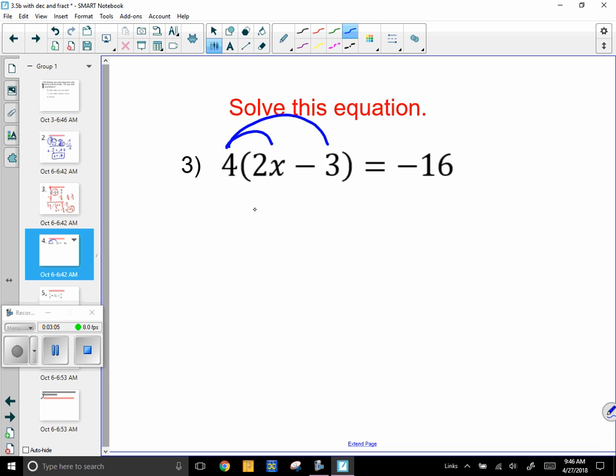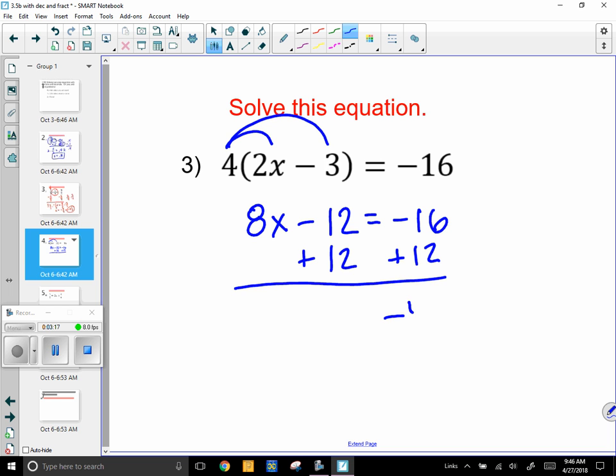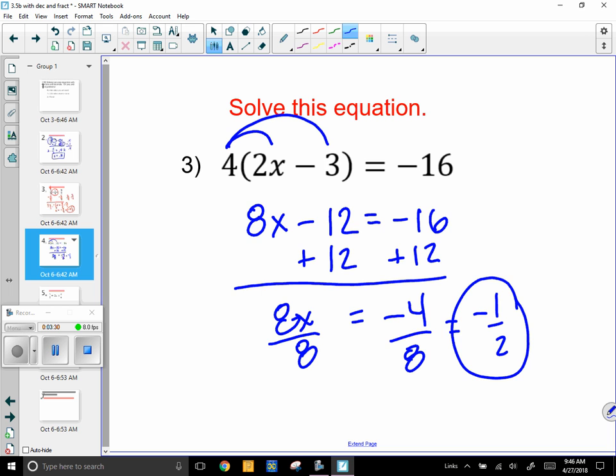So you multiply these together, you get 8x minus 12 equals negative 16. You can solve this. This isn't that bad. Add 12 to both sides. Got your integer skills here, negative 4. You divide by 8 to get rid of the 8. And a lot of kids freak out when they see this. That's the answer. We're pretty much done. It's negative 1/2 or negative 0.5.